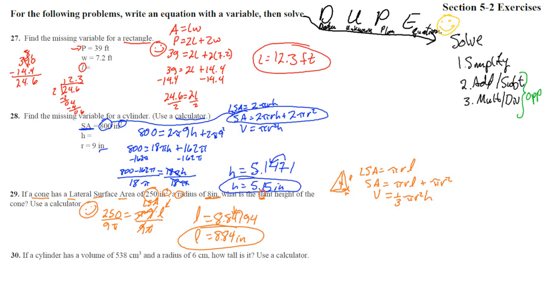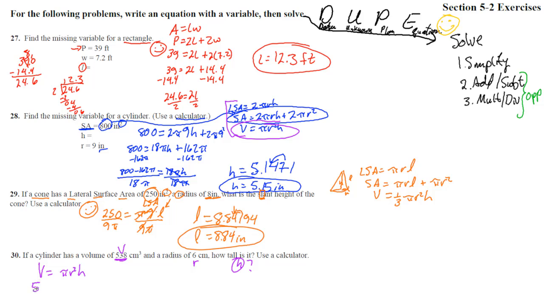Okay, and number 30. We're with cylinder here. Cylinder, so we've got these three up here. As a volume, look, we're going to be using that formula right there. Let's go ahead and write that out. Volume equals pi r squared h. So we've got a volume, that's V right there. A radius of 6 centimeters, so that's R. And how tall is it? So that's the H, that's the question mark right there.